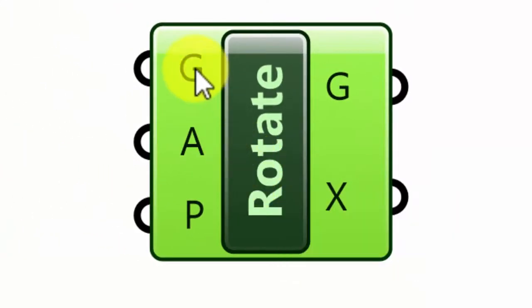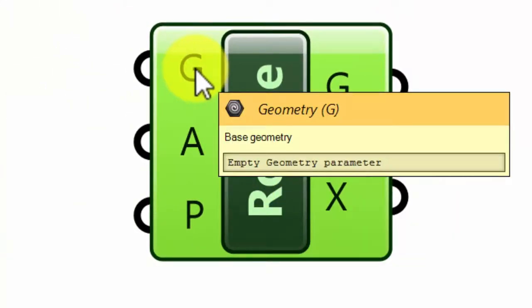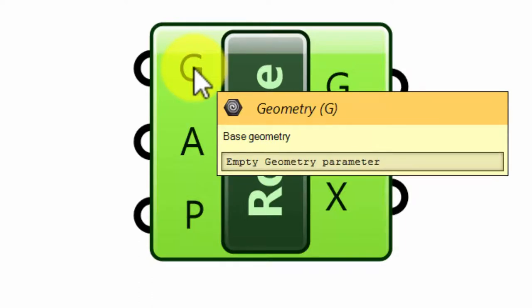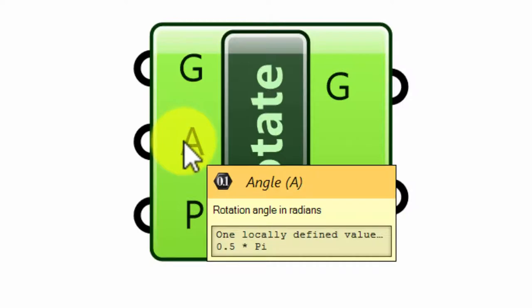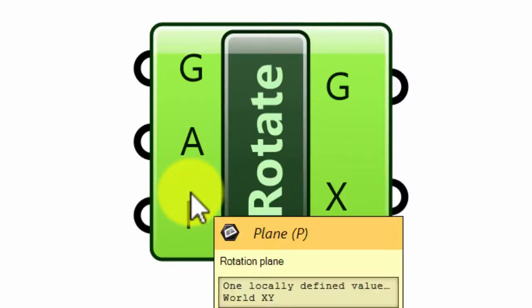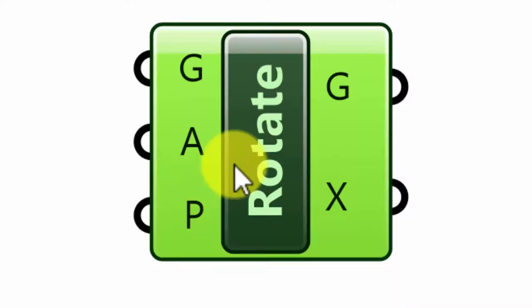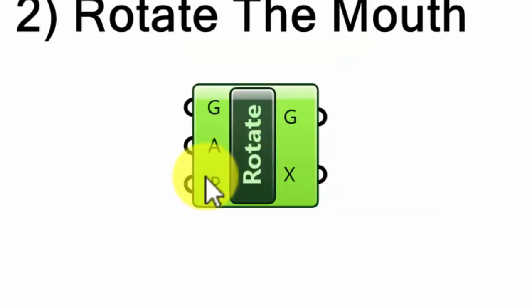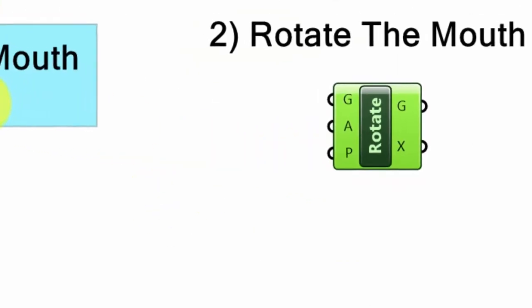And then if we hover over the inputs on the left-hand side of the black part, there's a geometry, G, that we put in. There's an angle in radians that we put in. And there's a plane that we put in. We had talked about this before, where these make sense. These inputs are exactly what we talked about in the previous video on paper. So there's no surprises here, and we're ready to get going.